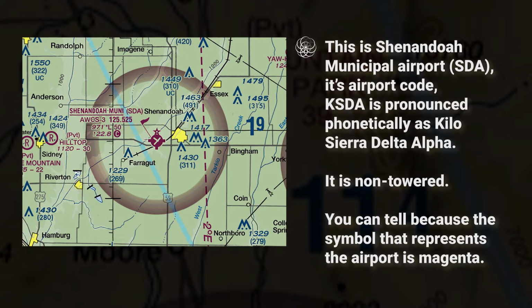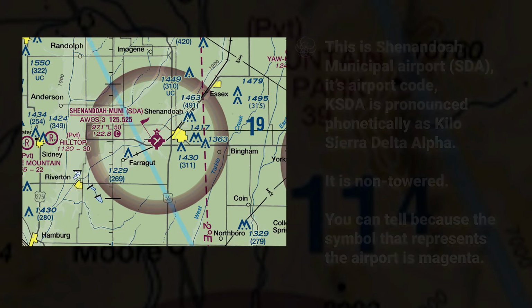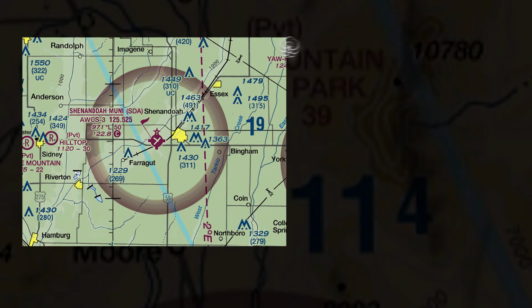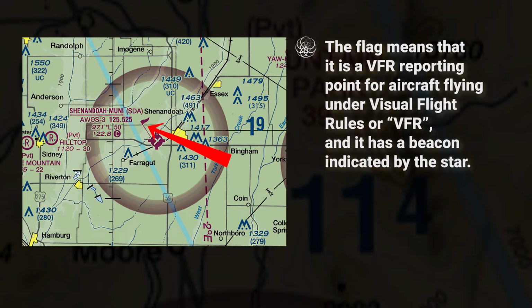This is Shenandoah Municipal Airport, or SDA. Its airport code, KSDA, is pronounced phonetically as Kilo Sierra Delta Alpha. It is non-towered. You can tell because the symbol that represents the airport is magenta. The elevation is 971 feet MSL, which again is mean sea level. The Common Traffic Advisory Frequency, or CTAF, is 122.8. This flag means that it's a VFR reporting point for aircraft flying under Visual Flight Rules, or VFR, and it has a beacon indicated by the star.